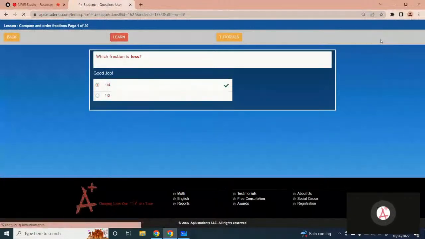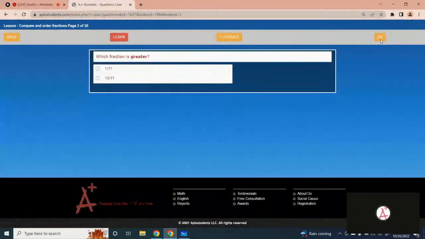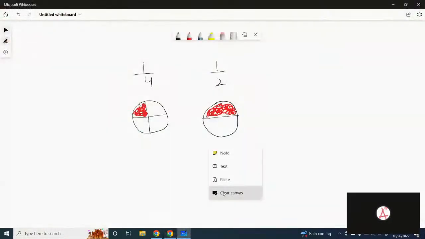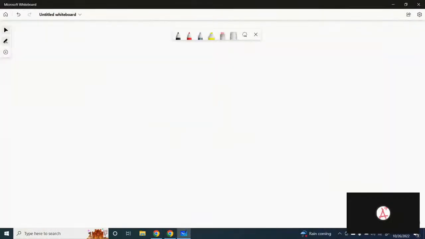Select the correct option and then click on the OK button. Okay, which fraction is greater? You need to see the greater fraction. Got it? 1 by 11 and 10 by 11. You need to see which of them is greater.